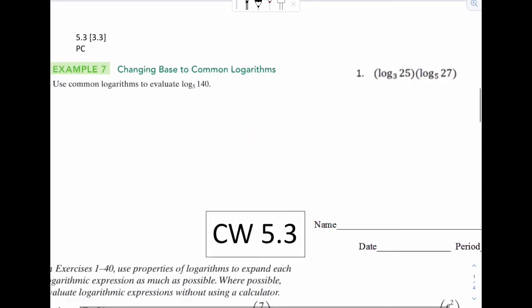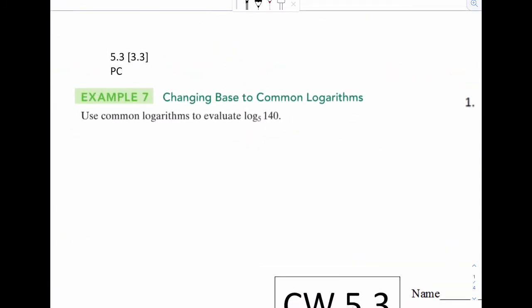Now we go to the final two. This is the last property. So this is the base change property, or I call it change of base property. This is kind of the most unusual property, but it's helpful in particular instances, and this will be one of them. Log base a of b is equal to log b over log a.